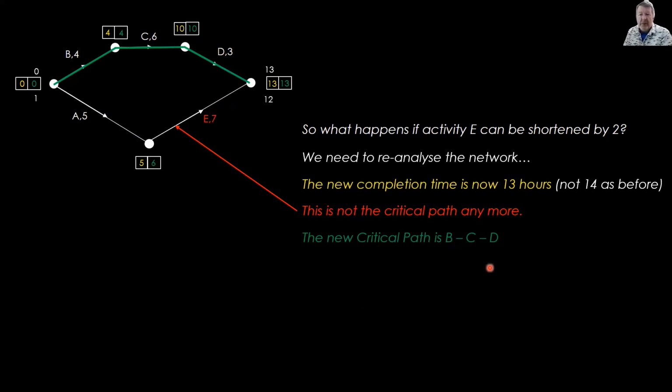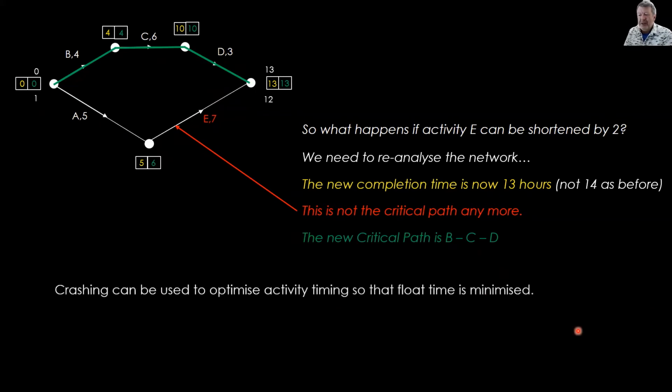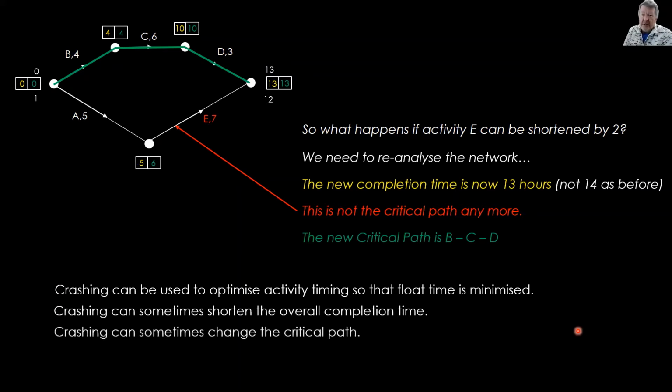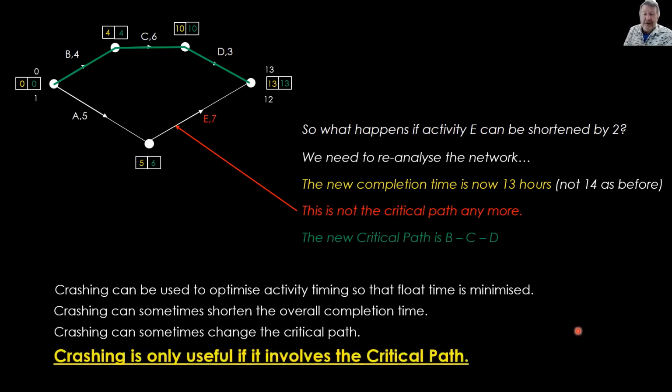A couple of little points. Crashing can be used to optimize activity timing so that float time is minimized. So we want to shorten things if we can. Crashing can sometimes shorten the overall completion time. It can sometimes shorten the critical path. But the important one, again, it's only useful if it involves the critical path. I've said that a couple of times now. Remember, it's only useful if it involves a critical path.